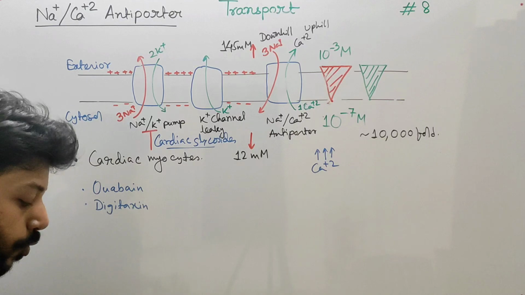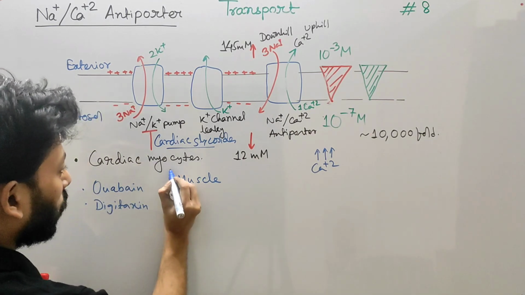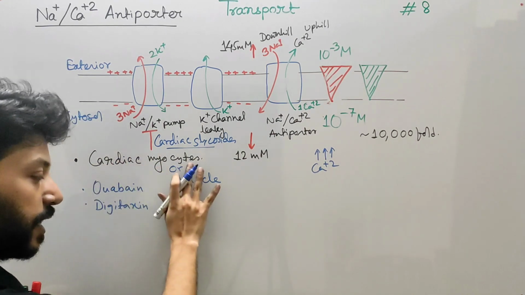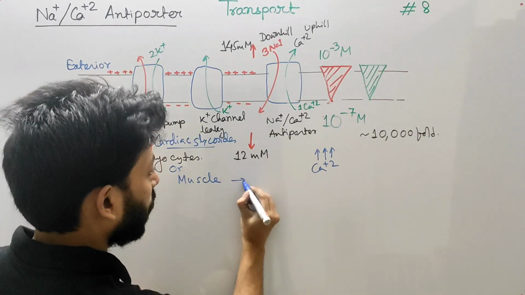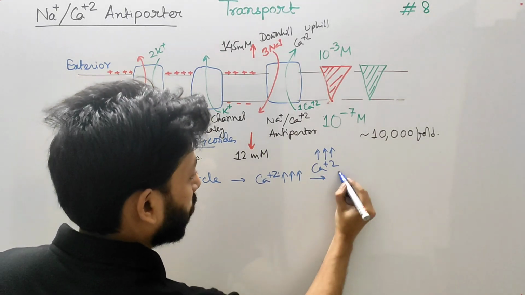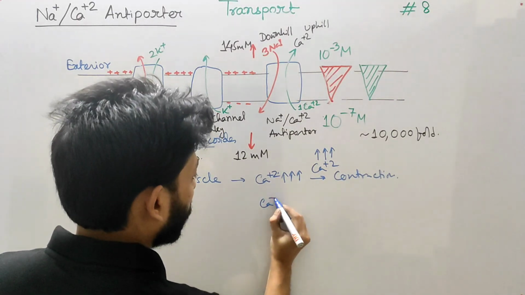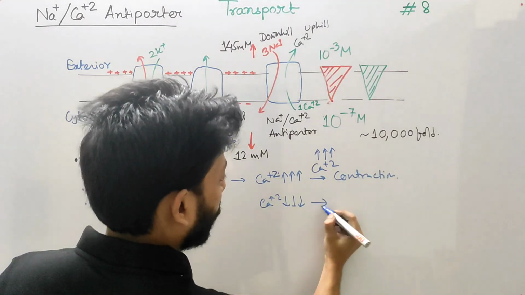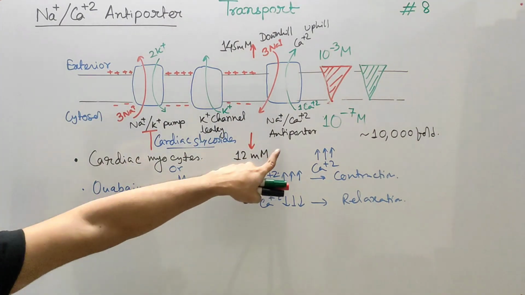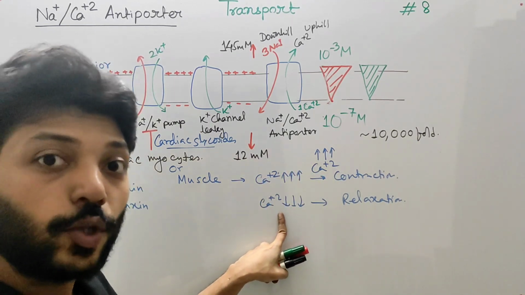And what do we know about calcium increase? Cardiac myocytes are also muscles. In the muscles, whether cardiac muscles or skeletal muscles, an increase in calcium concentration causes contraction. And if the calcium concentration decreases, the muscle will relax, so relaxation occurs. So basically, this antiporter plays a role in the relaxation because it decreases the calcium concentration in normal situations.